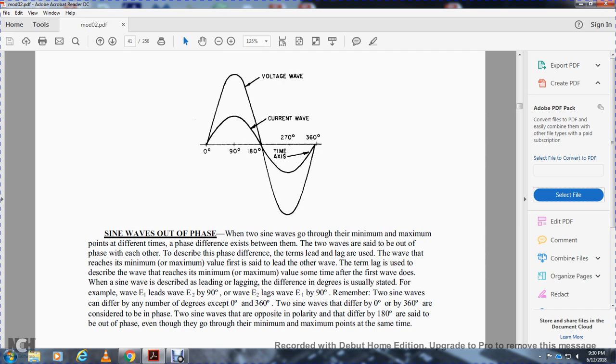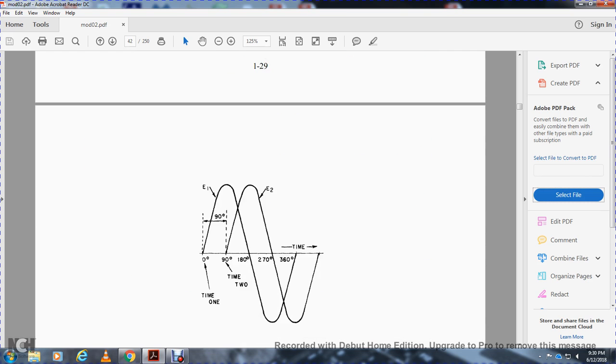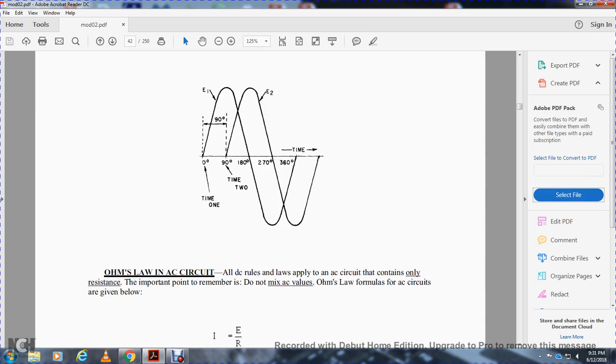Remember that two sine waves can differ by from 0 to 360 degrees. Two sine waves that differ by 0 or 360 degrees are considered to be in phase. Two sine waves that are opposite in polarity, differing by 180 degrees, are said to be out of phase, even though they go through the minimum and maximum points at the same time period. This shows E1 and E2 at 90 degrees, time 1, time 2.